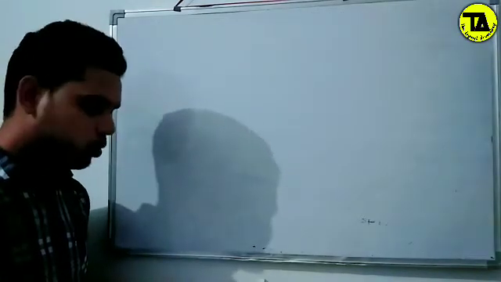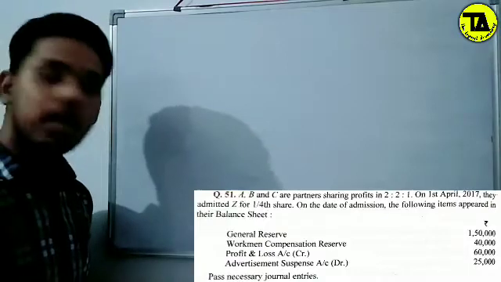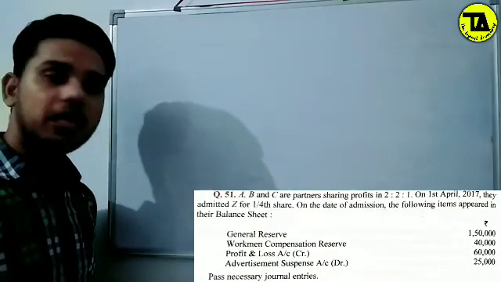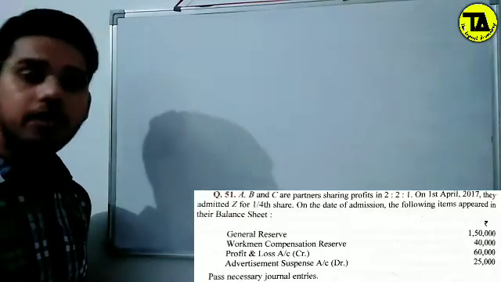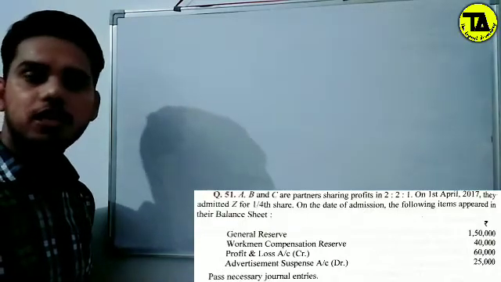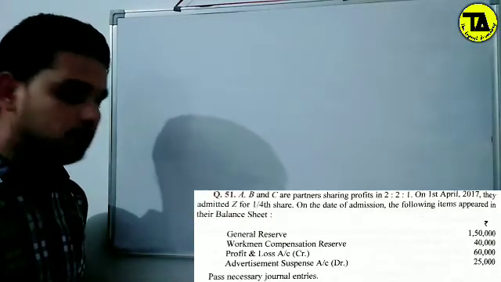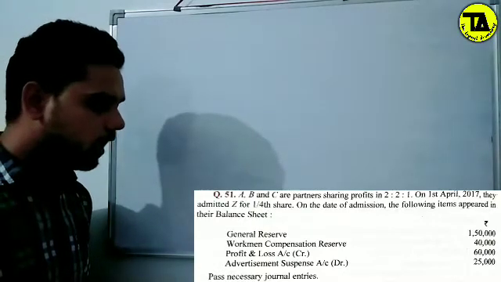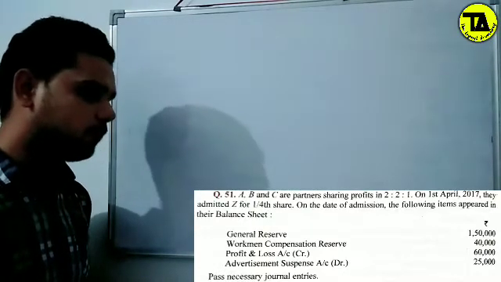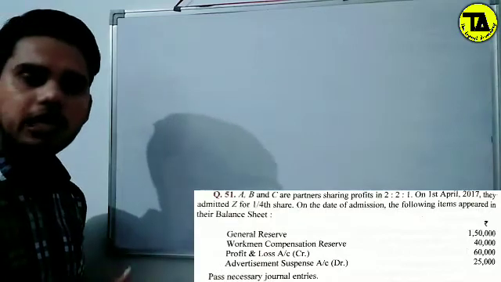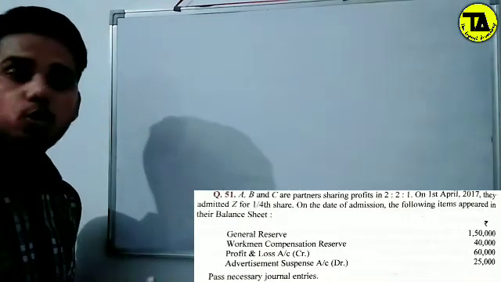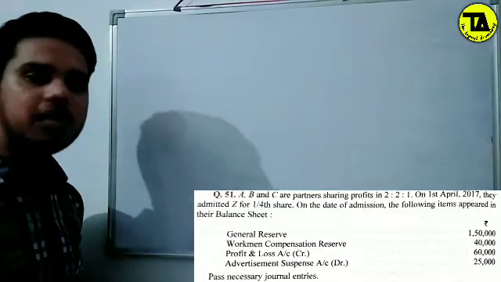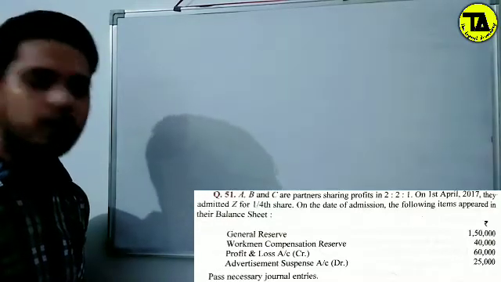Our question is: A, B and C are partners sharing profit in the ratio of 2:2:1. So we have three partners A, B and C, and their profit sharing ratio is 2:2:1. On 1st April 2017, they admitted Z for a 1/4 share. So earlier they had three partners A, B and C with the old ratio 2:2:1. The new partner Z is coming into the business for a 1/4 share.